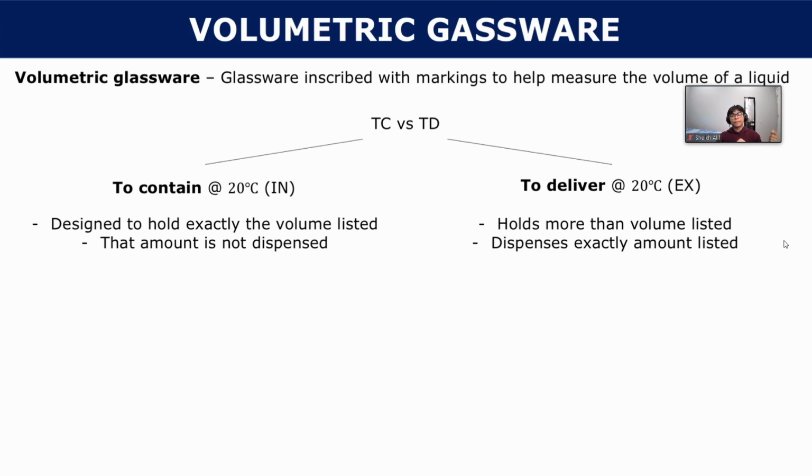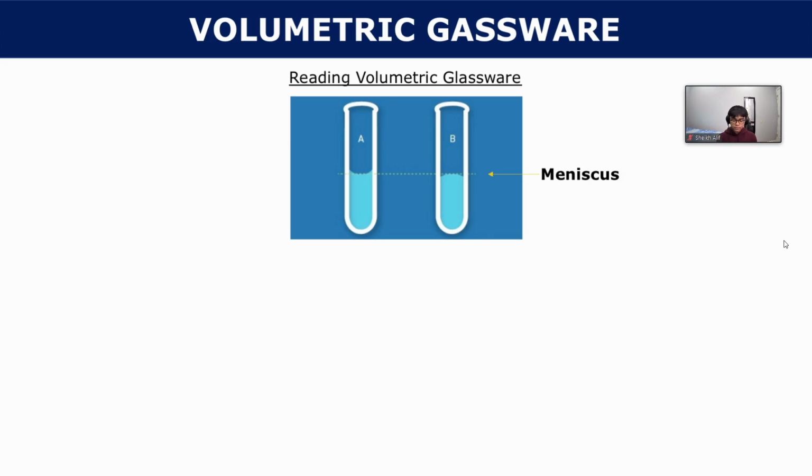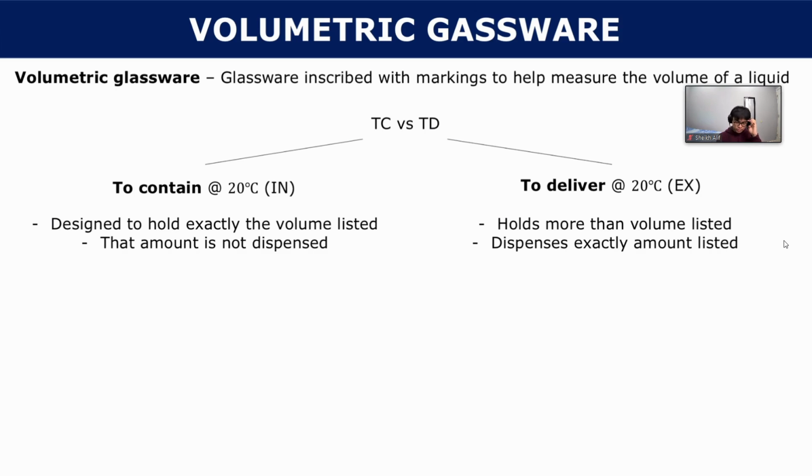Deliver does the opposite. It actually holds more than the volume listed, but if you were to dispense it, say you had a 50 mL to deliver, you would dispense 50 mL, but you would probably have more than 50 mL in the container itself. So again, to contain holds the volume. To deliver dispenses that exact volume.